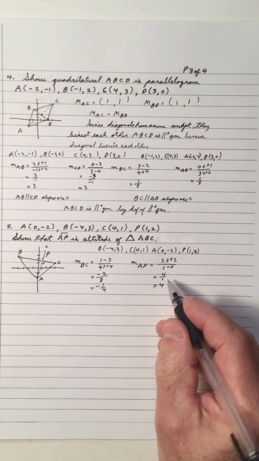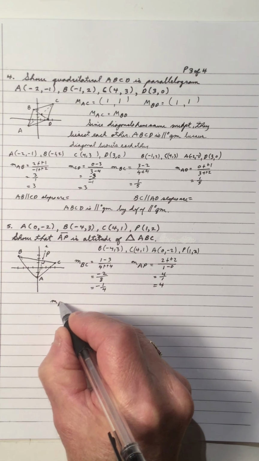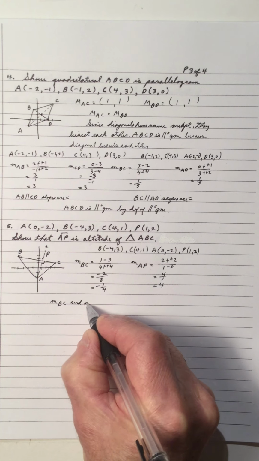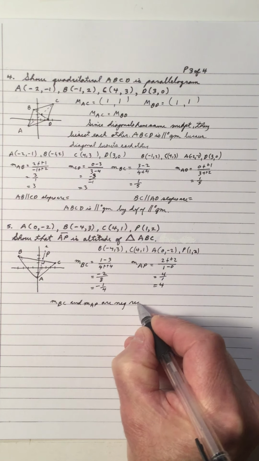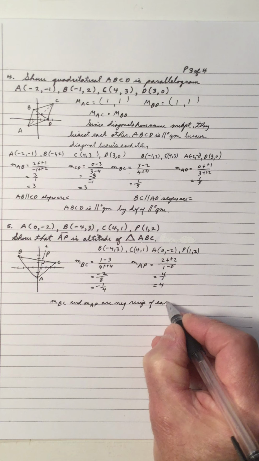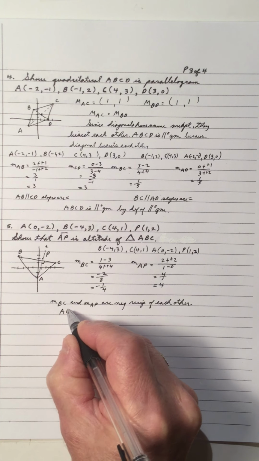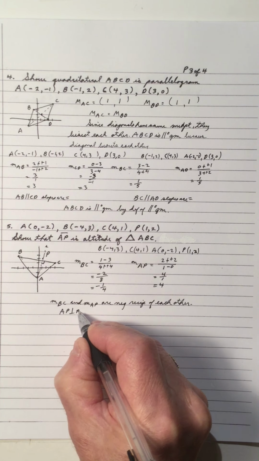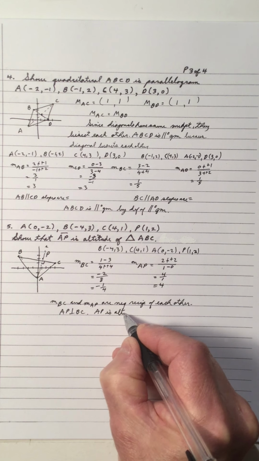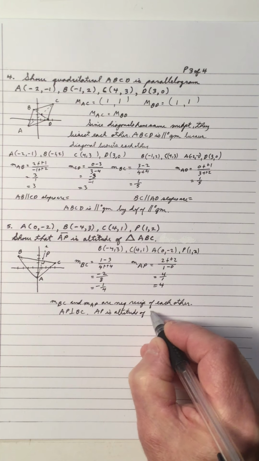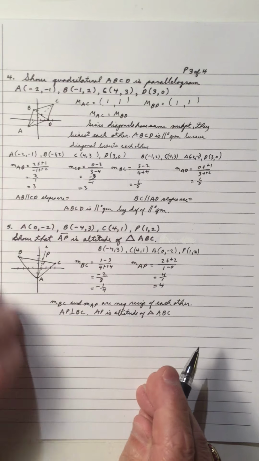And notice, since the slope of BC and the slope of AP are the negative reciprocals of each other, that means that AP is perpendicular to BC, which means that AP is an altitude of the triangle ABC, because an altitude leaves the vertex, it goes perpendicular to the opposite side.